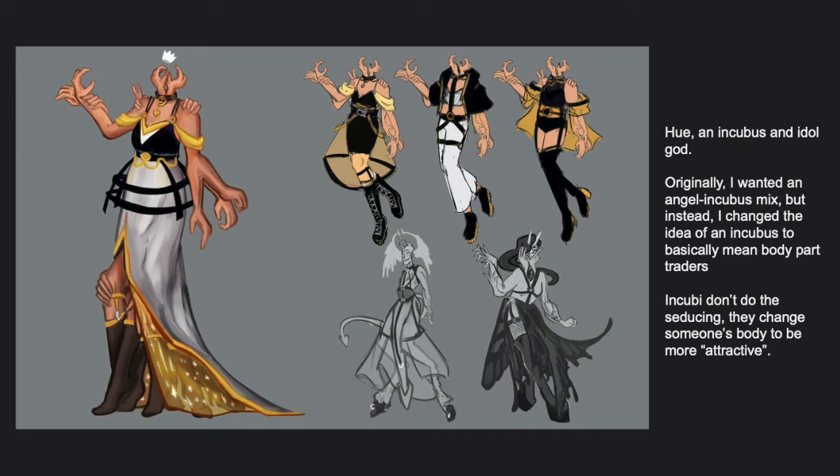So, anyways, this is one of the gods that I was talking about. They are based off of the concept of an incubus, but instead of being the ones who are super attractive and seducing everyone, the idea is that they prey on the insecurities of others, especially with their physical beauty and stuff like that. They are essentially a body part merchant. You could change your eye colors if they have any eyes that have the color that you want. You could change your feet, your hands, whatever.